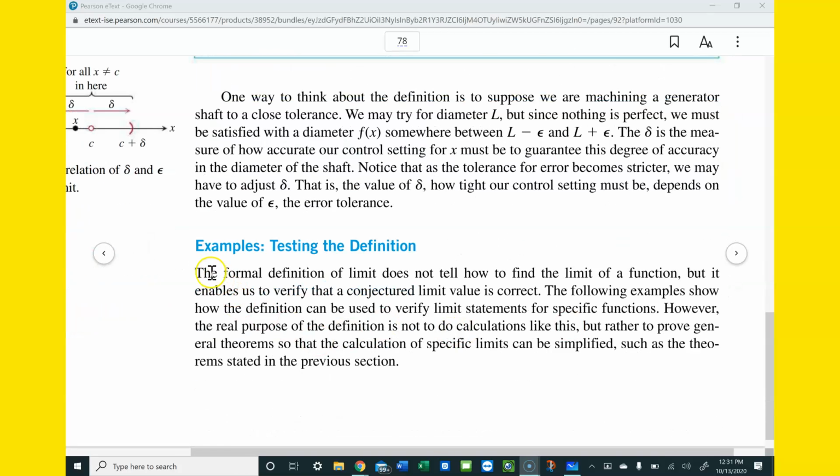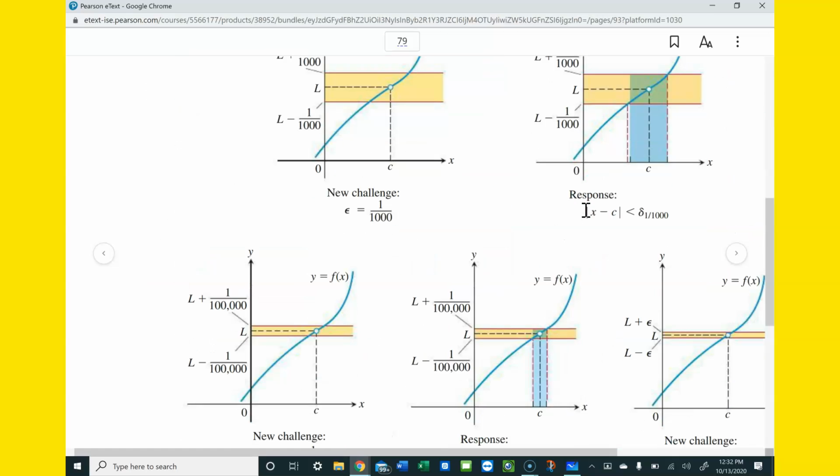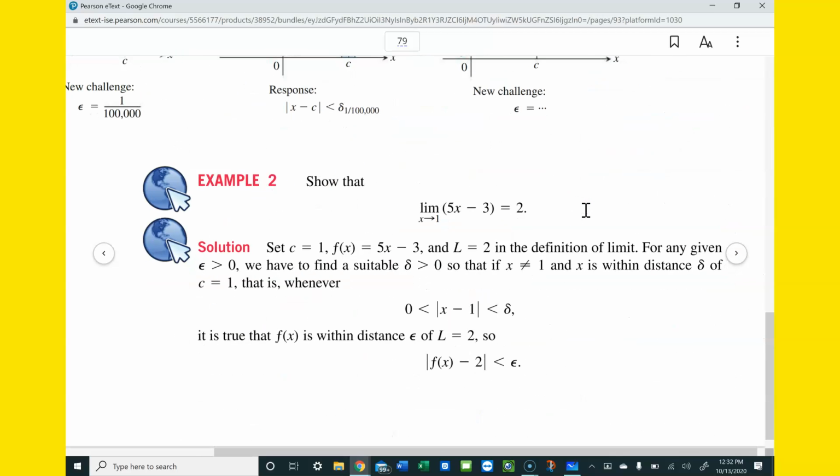Examples. The formal definition of limit does not tell us how to find the limit of a function, but it enables us to verify that a conjectured limit value is correct. The following examples show how the definition can be used to verify limit statements for specific functions. However, the real purpose of the definition is not to do calculations like this, but rather to prove general theorems so that the calculation of specific limits can be simplified, such as the theorem stated in the previous section. We've already seen this.